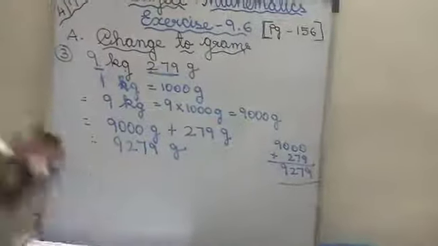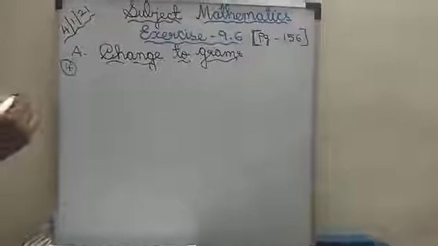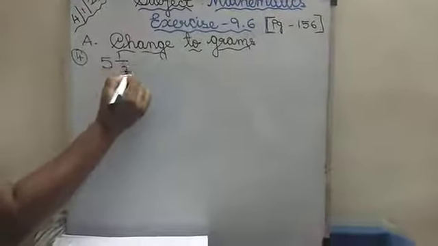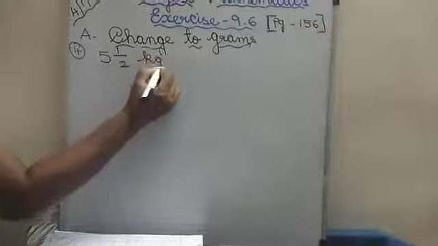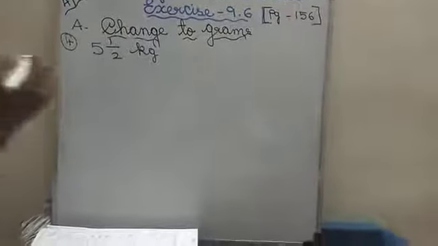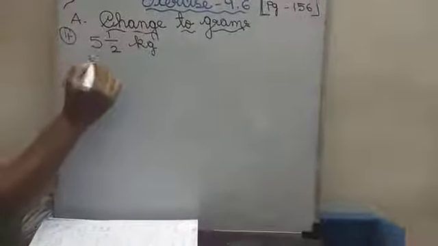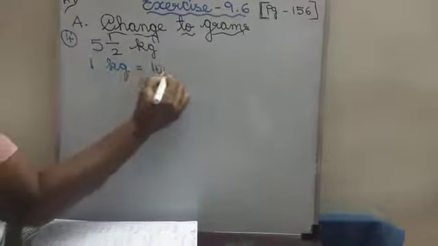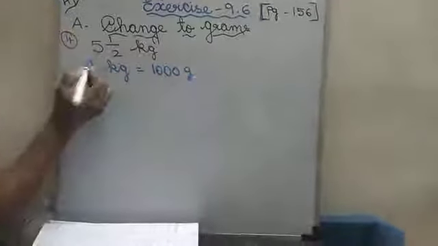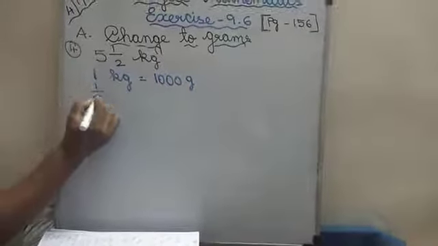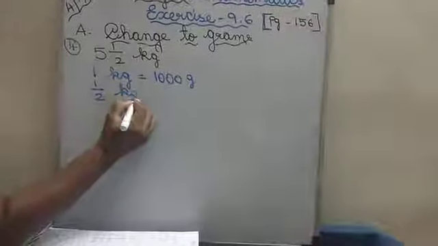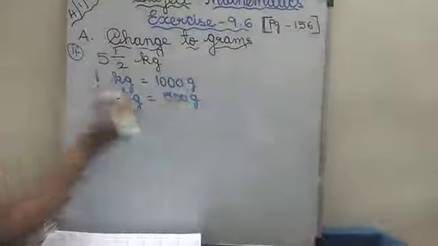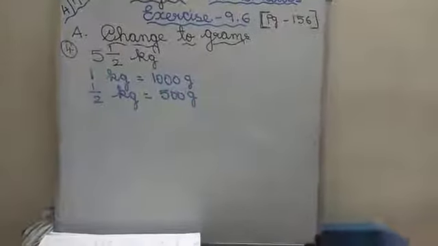9279 gram. Okay, we'll see the fourth sum. Fourth sum, 5.5 kg. So you have to listen carefully, children. Here, 1 kg is equal to what, children? 1000 gram. So half kg, how much? Half kg, what will come, children? 500 gram, isn't it? Now we have to find out the answer.